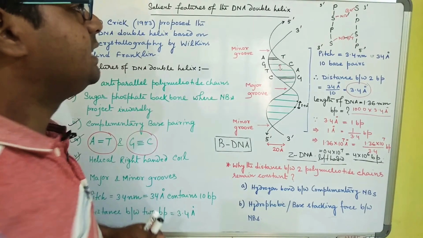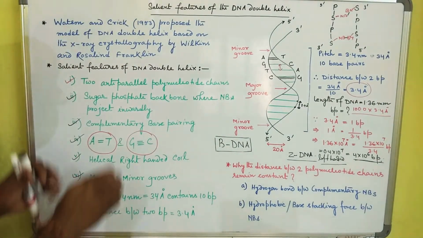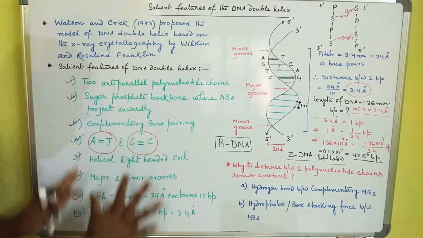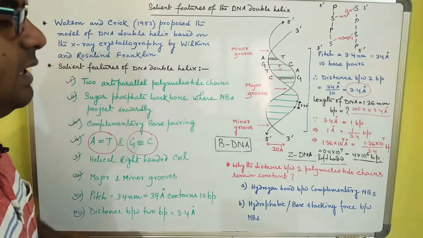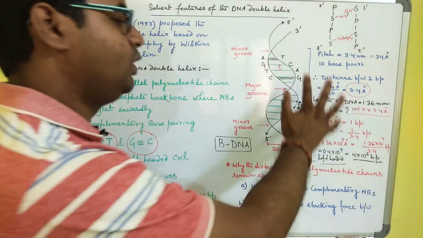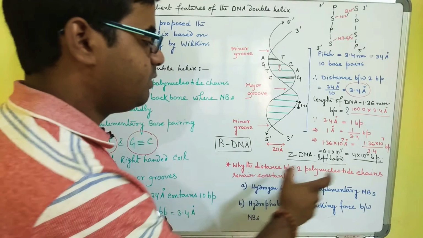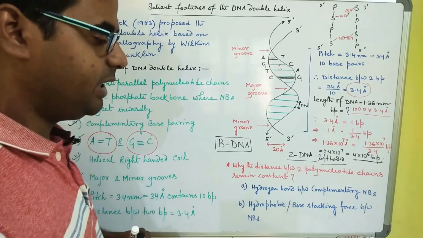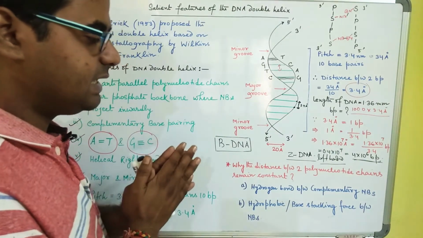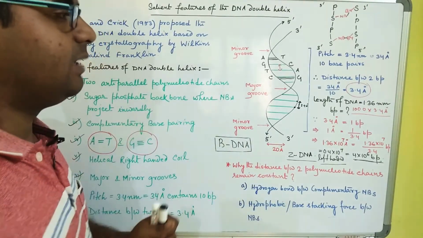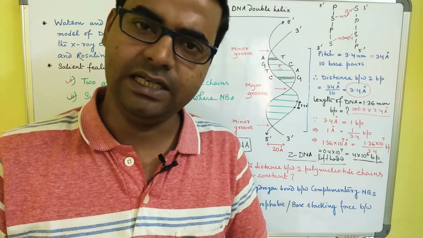So this is all about the salient features of the DNA double helix. We need to memorize these salient features. These are pretty important for examination purposes. We need to know the simple calculations, and one important question: why the distance between two polynucleotide chains remains constant. So we have to write the name of the forces that stabilize this DNA double helix.